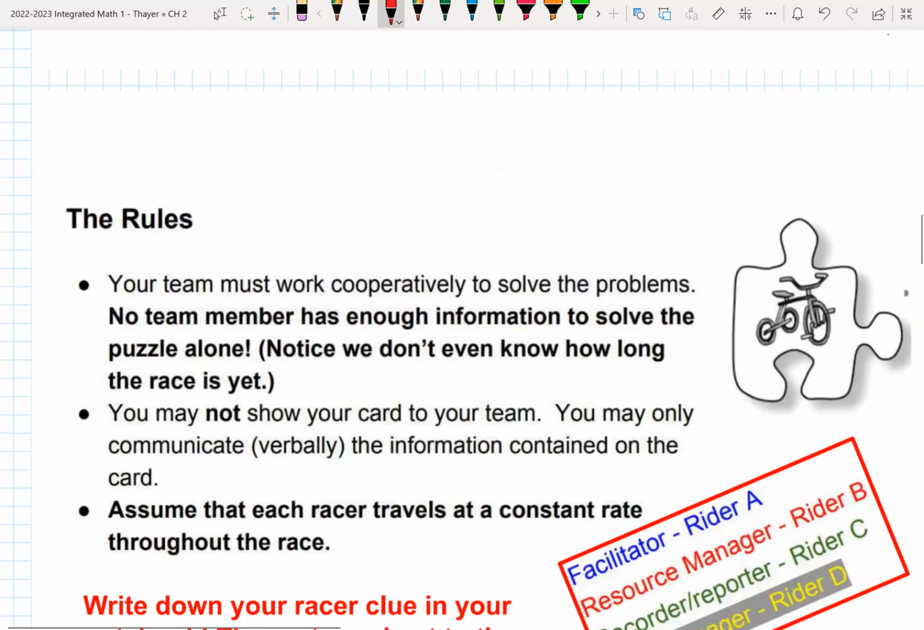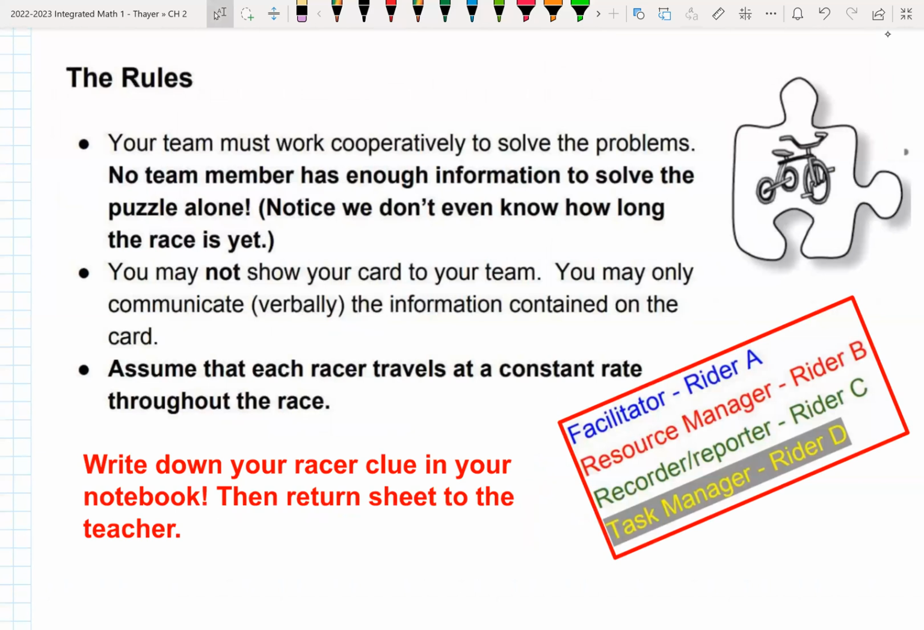Here are the rules. Number 1, work together as a team. No team member has enough information to draw all the graphs. All right, so it's very important you work together and leave no one behind. You have a clue, rule number 2. It is assigned to you.